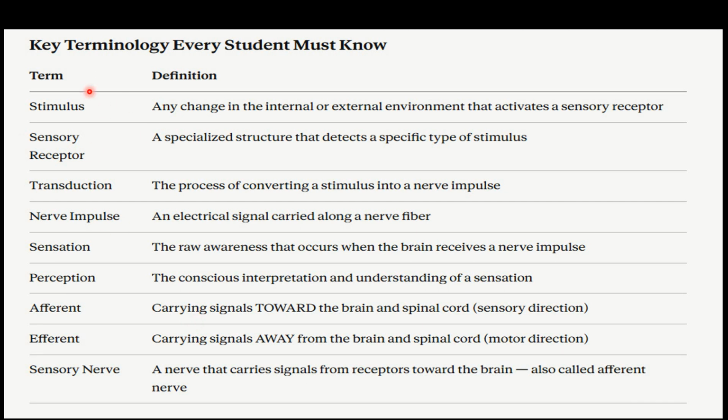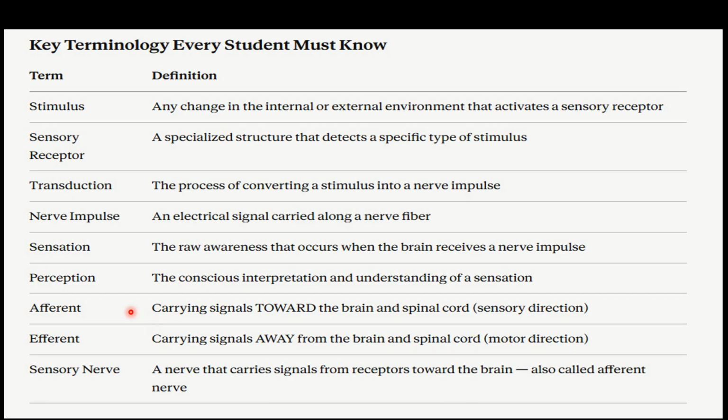This is the same thing I noted down here. Stimulus: any change in the internal or external environment that activates the sensory receptor. Then we have the sensory receptor, a specialized structure that detects a specific type of stimulus. Then transduction, the process of converting a stimulus into a nerve impulse. Then the nerve impulse, an electric signal carried along the nerve fiber. After that we have sensation, the raw awareness that occurs when the brain receives a nerve impulse. Then perception, the conscious interpretation or understanding of sensation.